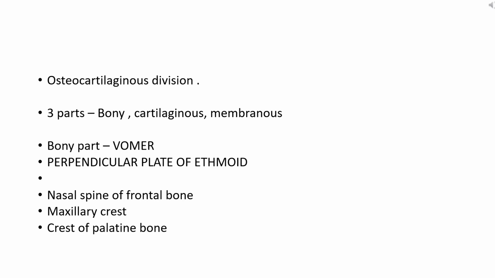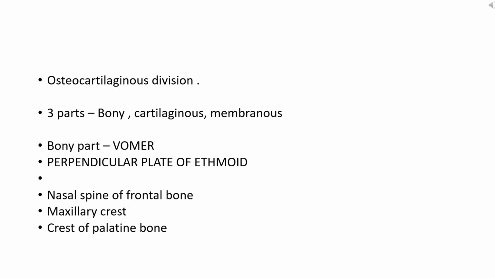In the bony part, what are the important bones that constitute the septum? That is the vomer and perpendicular plate of ethmoid. There are a few other bones also, such as nasal spine of frontal bone, maxillary crest and crest of palatine bone. All these together form the bony part of the nasal septum. If you cannot remember all these names, just remember the two important bones, that is vomer and perpendicular plate of ethmoid. Don't forget these two names.